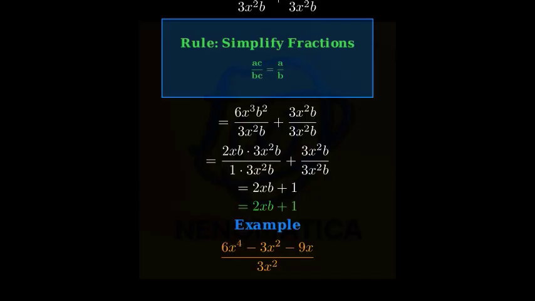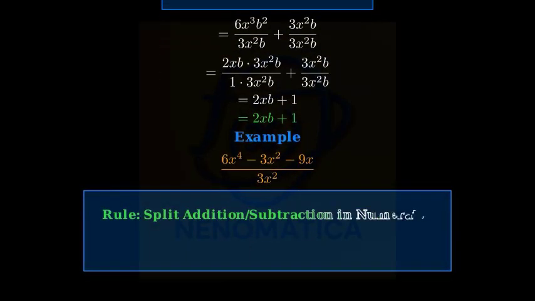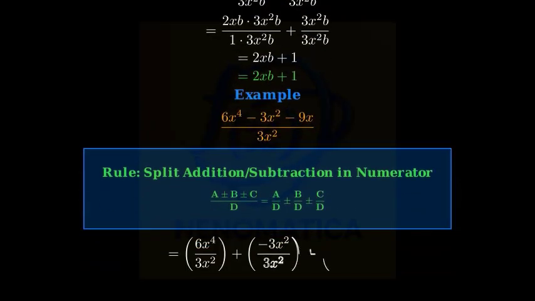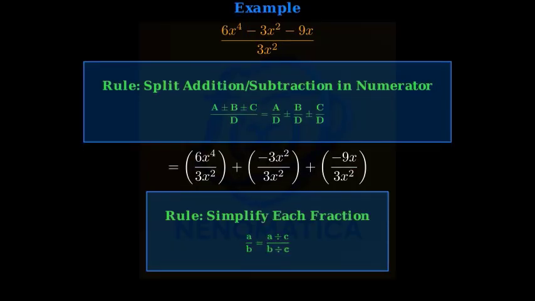We need to simplify the following fraction. 6x to the fourth power minus 3x squared minus 9x, all divided by 3x squared. Similar to the first example, we'll start by splitting the numerator into separate fractions. Now, we'll simplify each fraction individually.